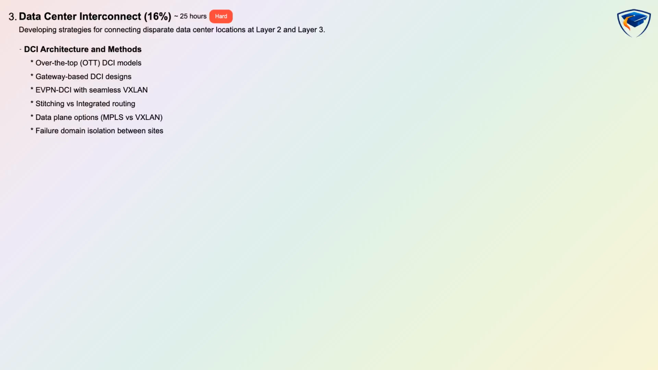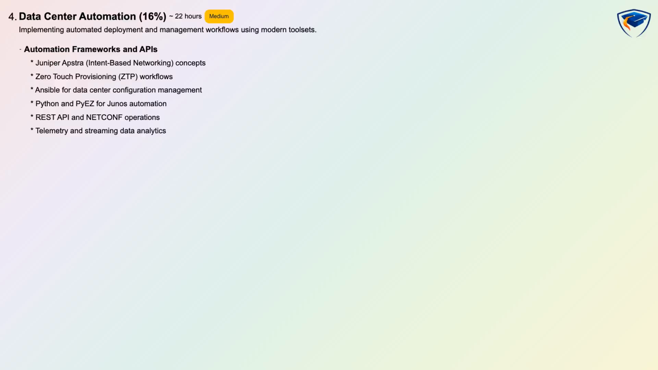Data Center Automation represents 16% and is medium difficulty with about 22 hours of study and conceptual plus scenario-based assessment. This domain focuses on automation frameworks and APIs starting with Juniper Apstra and intent-based networking concepts, and extends to zero-touch provisioning workflows for new devices.